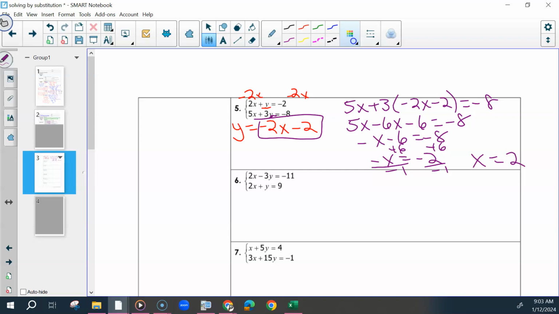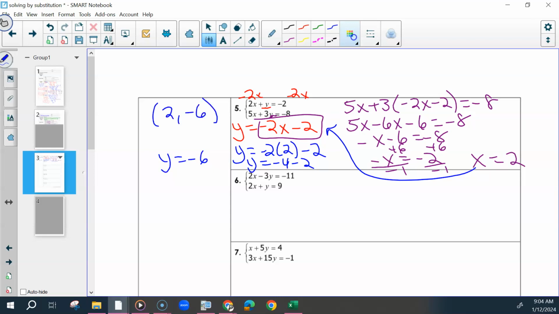Once you find x, go ahead and find y. With this, you have choices. You can put it into the original two or the one we just found. I'm sorry, the one we solved for. It's up to you, but the easiest one would be the one you solved for. We should get 2, negative 6 as our solution.